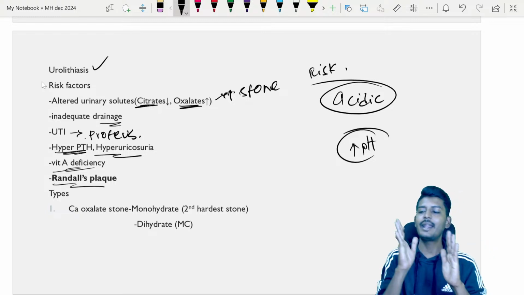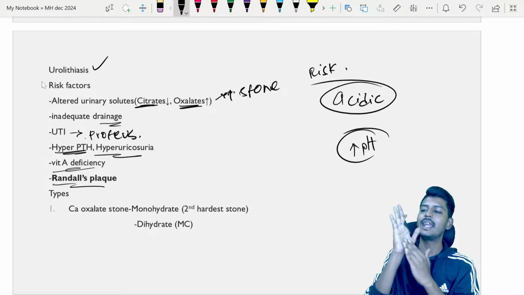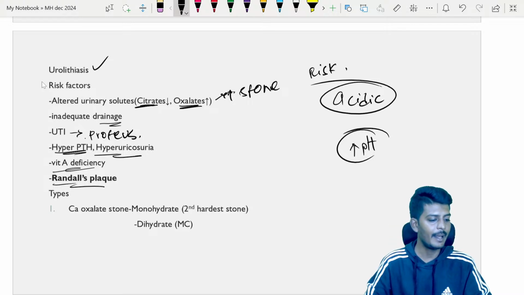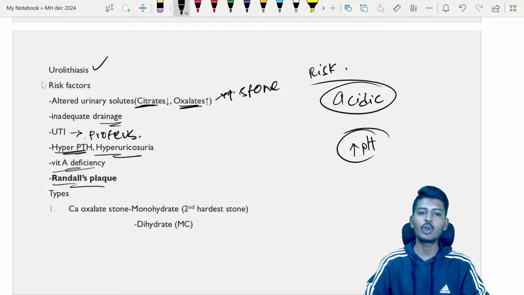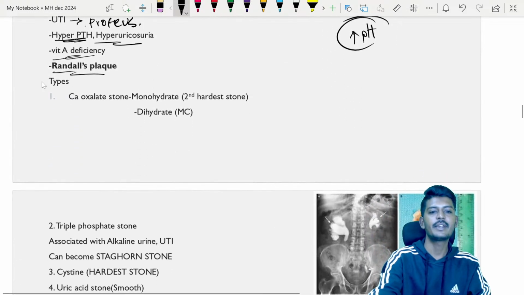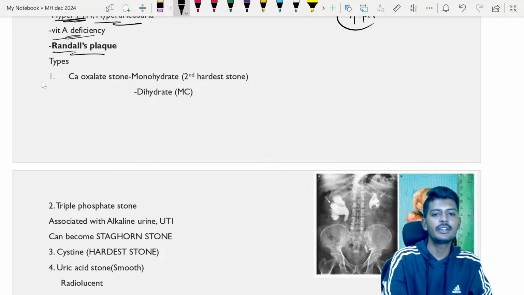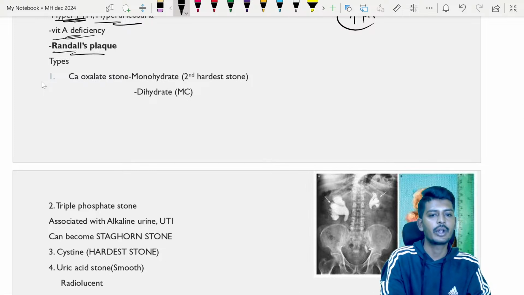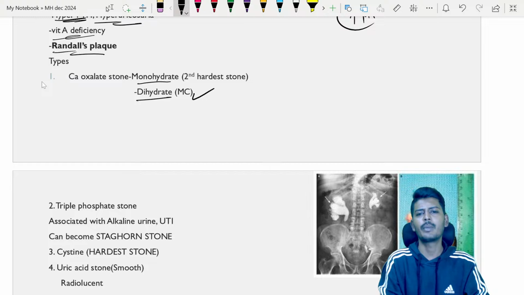Randall plaque is nothing but a damage of the layer of your transitional epithelium, because of which urolithiasis can occur. Okay. Then there are types, sir. The calcium oxalate stone, which can be monohydrate type and dihydrate type. Dihydrate is the most common type of stone.